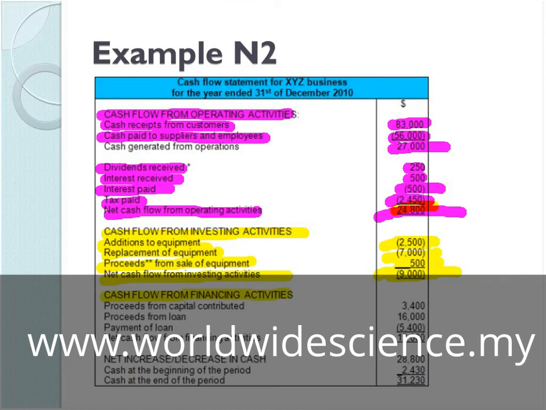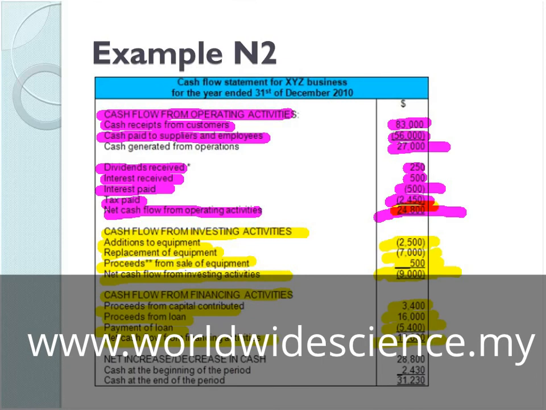So the proceeds from capital contributed. We get some dividends for 3,400. The proceeds from loan, we get some loan for 16,000, cash in, positive, okay? The payment of loan, we pay to banks, cash goes out. Our expenses is negative 5,400. And the net cash flow from financial activities will be positive 13,000, okay?